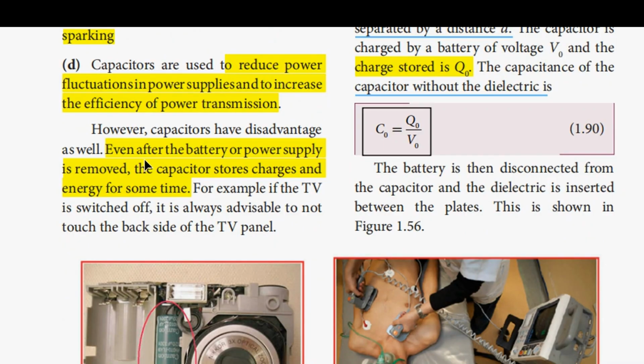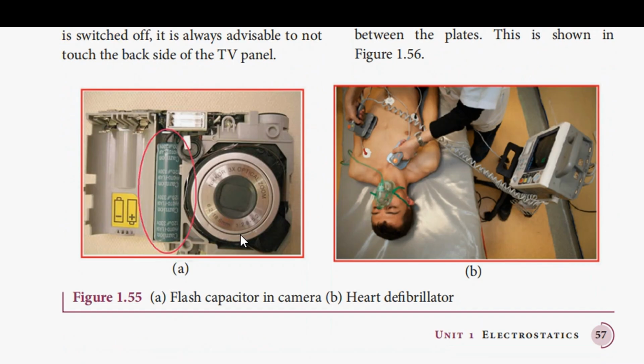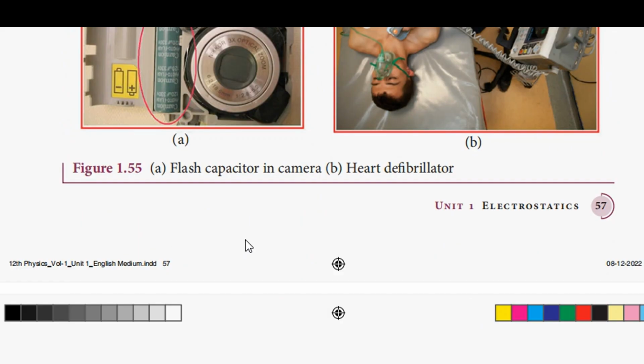Let us see what's that. Even after the battery or power supply is removed, the capacitor stores charges and energy for some time. For example, if the TV is switched off, it is always advisable not to touch the back side of the TV panel because you can get a severe shock.